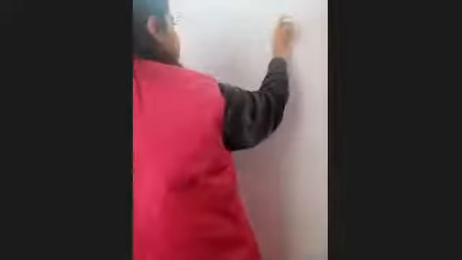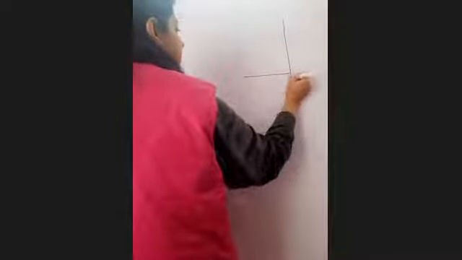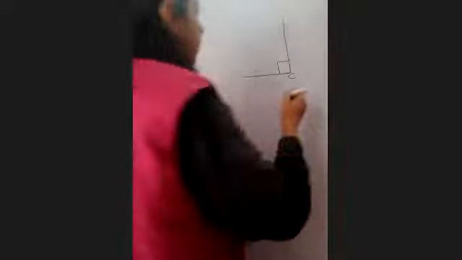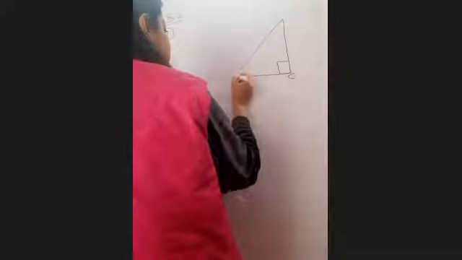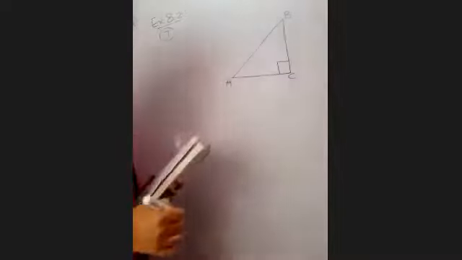ABC is a triangle right angled at C. So children, let us first of all make a triangle in which angle C is 90 degrees. So let us make angle C a 90-degree angle, right? And then obviously we will join it to complete the triangle ABC.